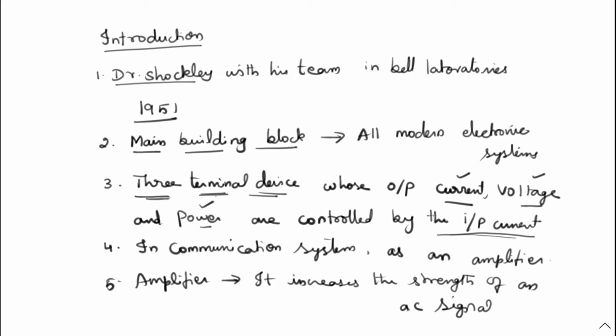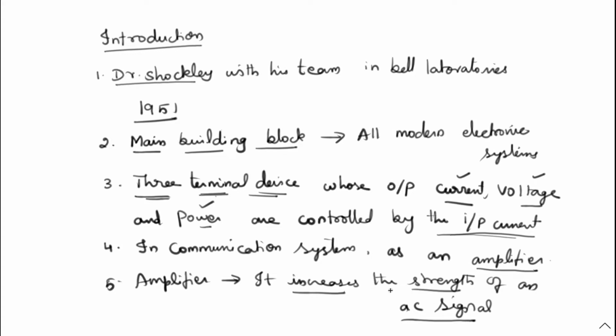An AC signal. For example, if you are talking into a mic and it is played through a speaker, how is it amplified? Between the mic and the speaker, one amplifier system will be there that will increase the strength of the voice signal, the audio signal. That is the function of the amplifier. So mainly in communication systems, this transistor is used as an amplifier. Amplifier means the device which increases the strength of the AC signal.